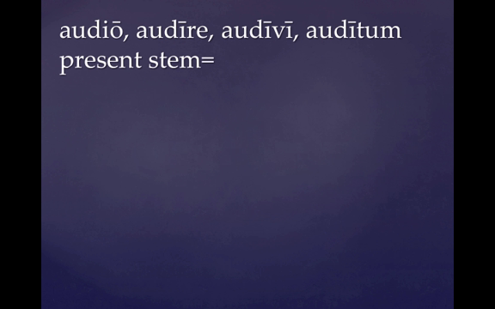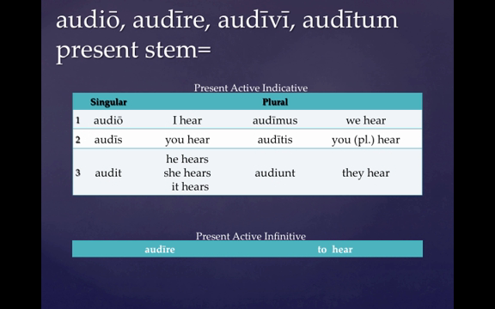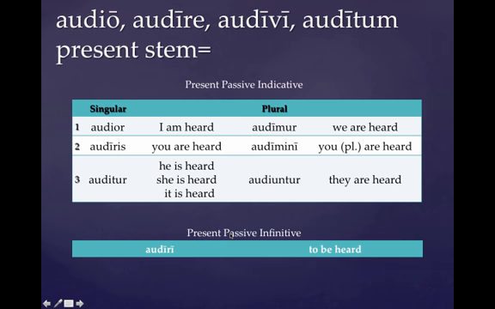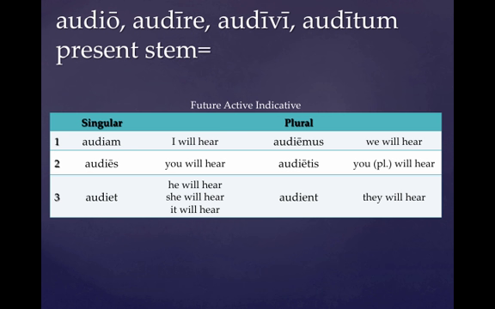To see how that looks on an actual verb, we have audiō, audīre, audīvī, audītum. And so for the present active indicative, audiō, audīs, audit, audimus, audītus, audiunt. And then the present active infinitive is audīre, to hear. The passive, audior, audīris, auditor, audīmor, audīmini, audiuntor. And then our present passive infinitive is audīre. And again, because it forms a little bit differently than the 3rd-io, it forms like a first two, actually.